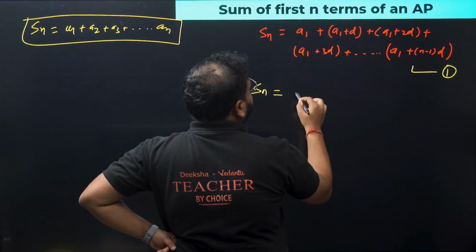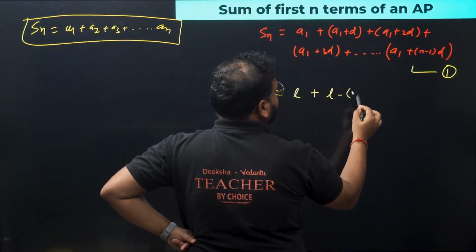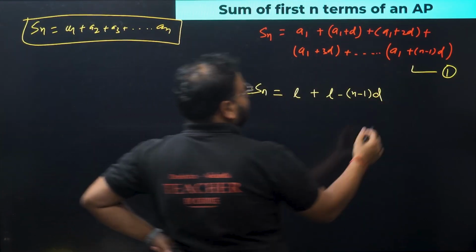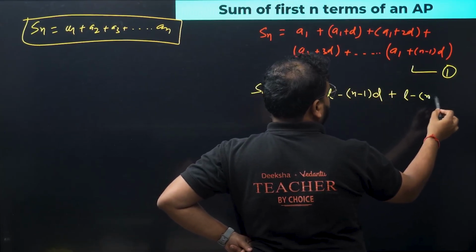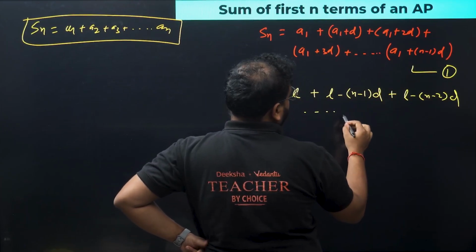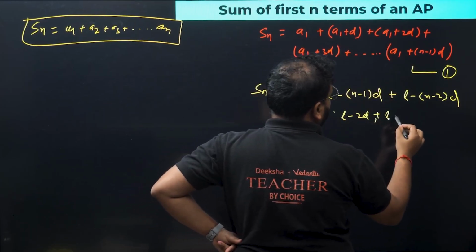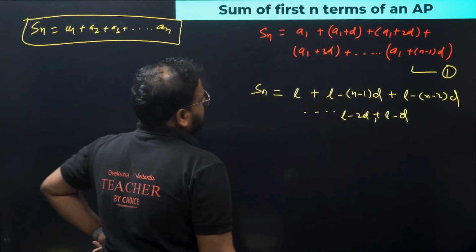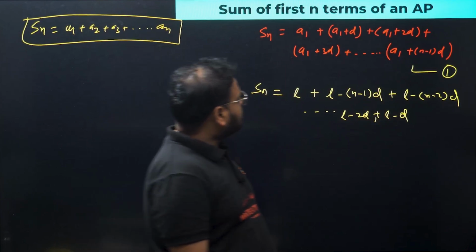My term will become L for the last one. We'll have next L minus n minus 1 into d. Next I'll have again L minus n minus 2 into d, and so on. Last will be L minus 2d plus L minus d. Like that. If you check this out, have a look.